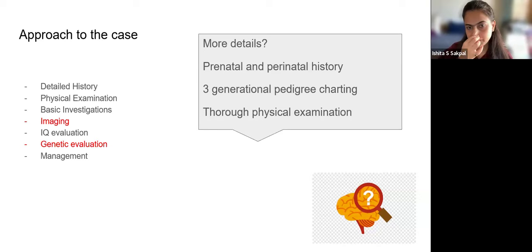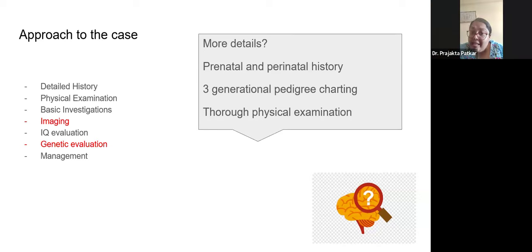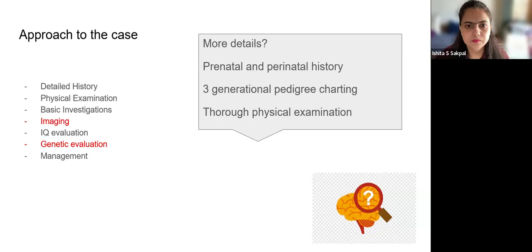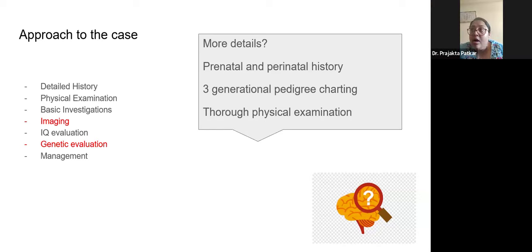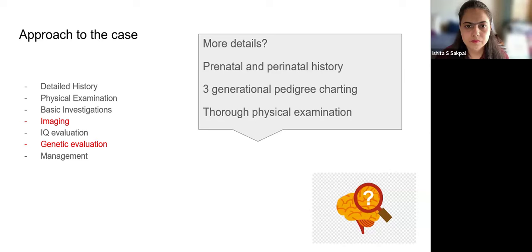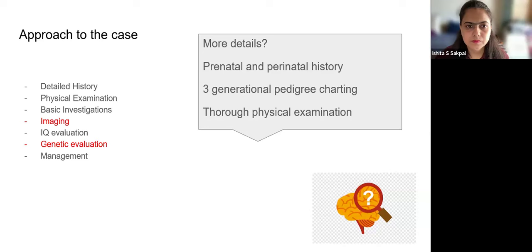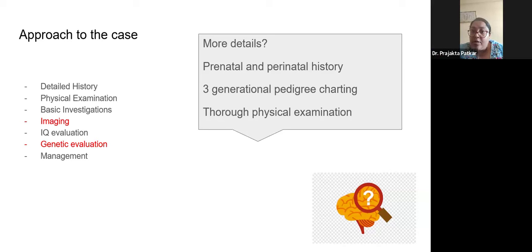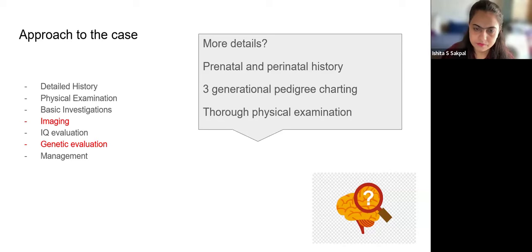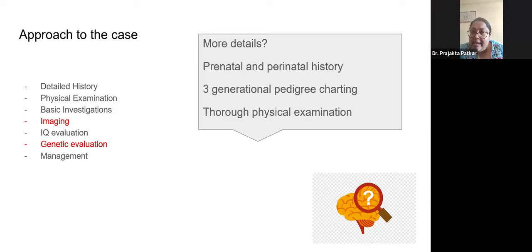A genetic evaluation may be done in case it is a genetic syndrome. If you're looking at a genetic syndrome, and of course, if the parents might want to consider having another child, it's always best if they have that done. So here again, if we looked at this case, I would want to have more details about the perinatal and prenatal history, three-generation pedigree charting, and the thorough physical examination. Next slide, please.